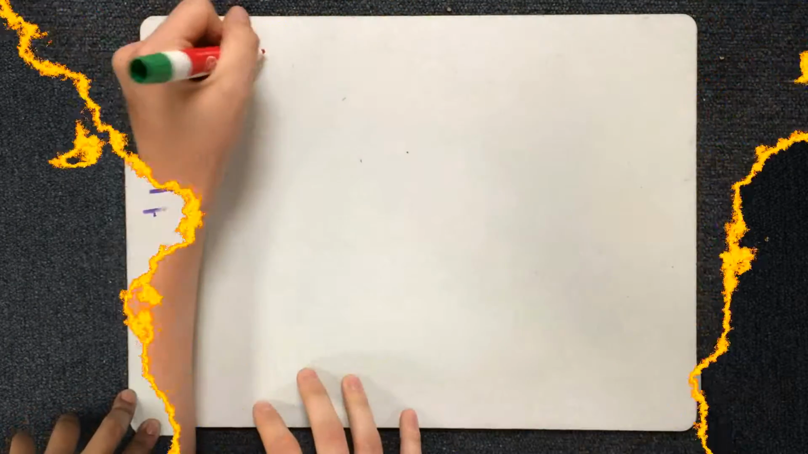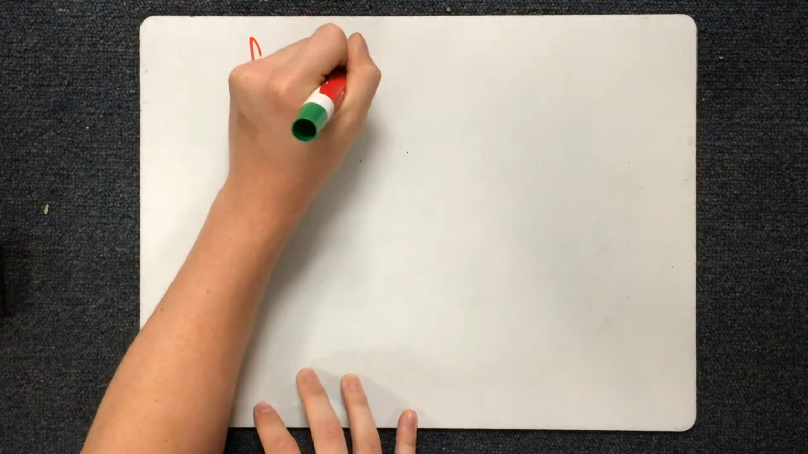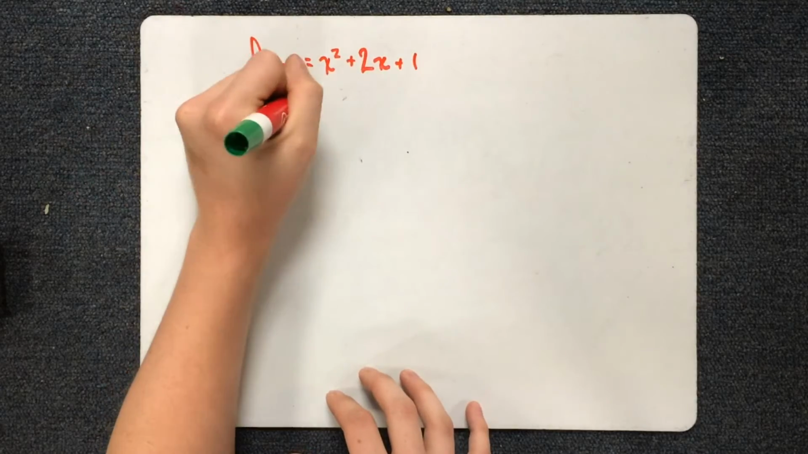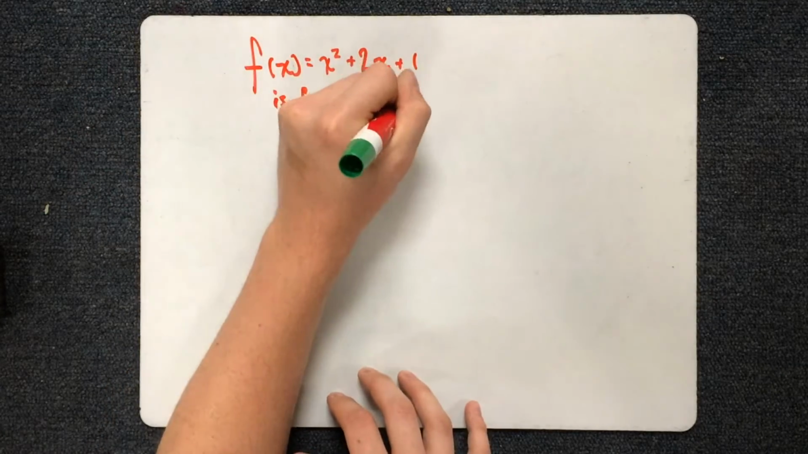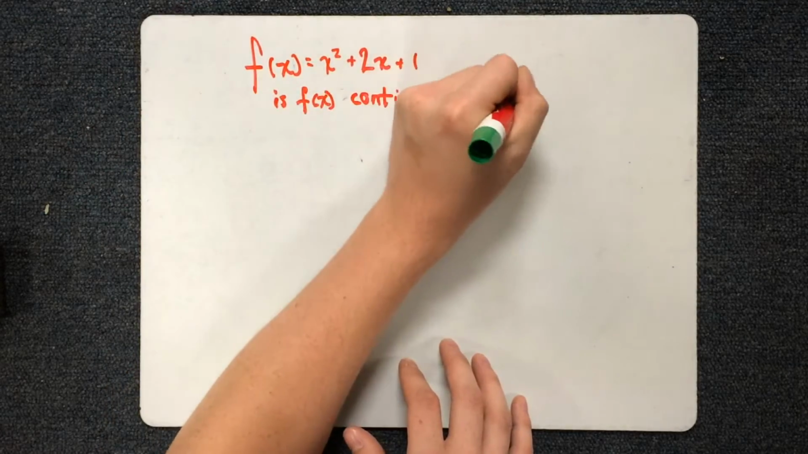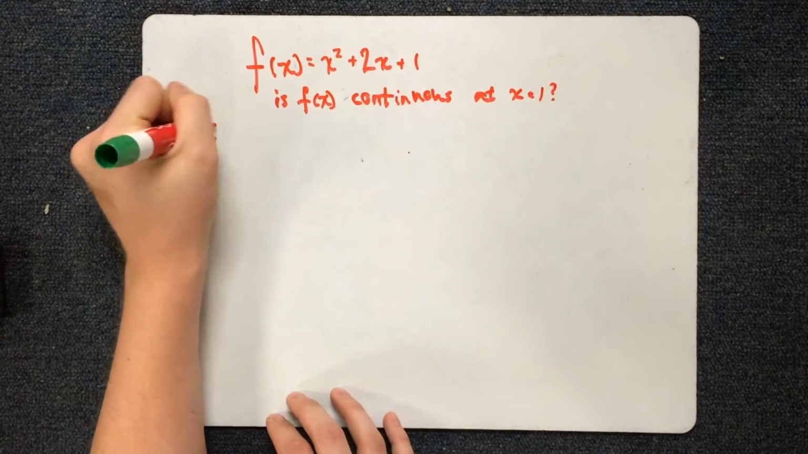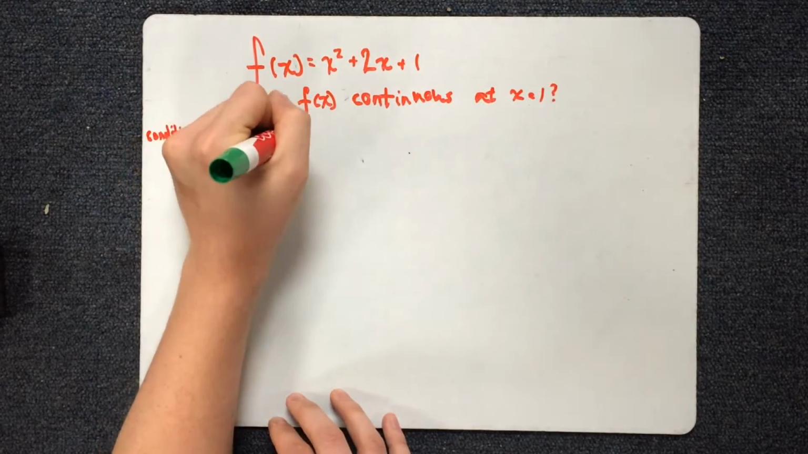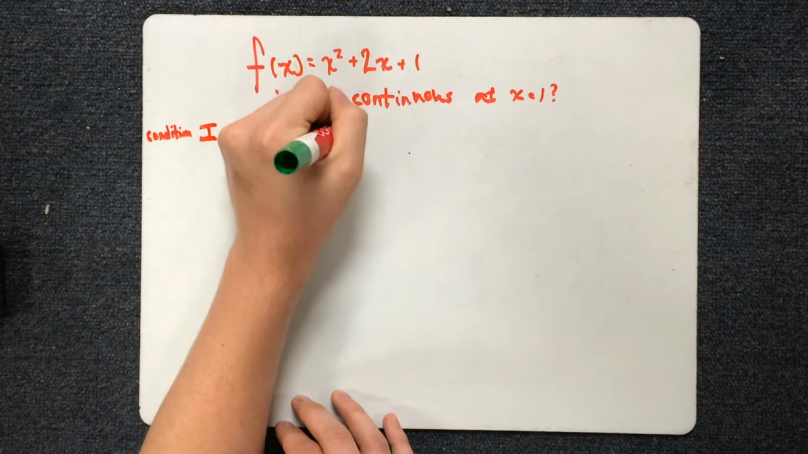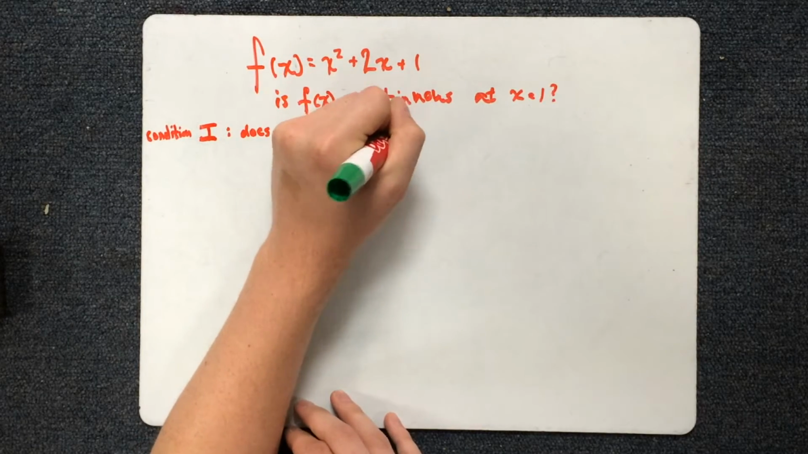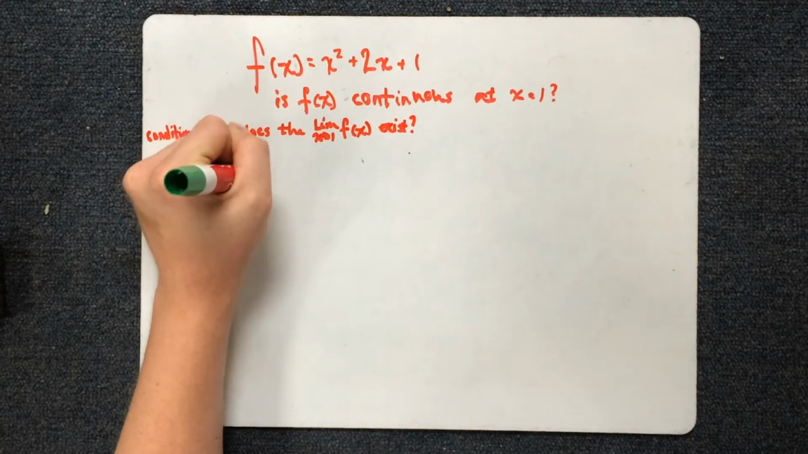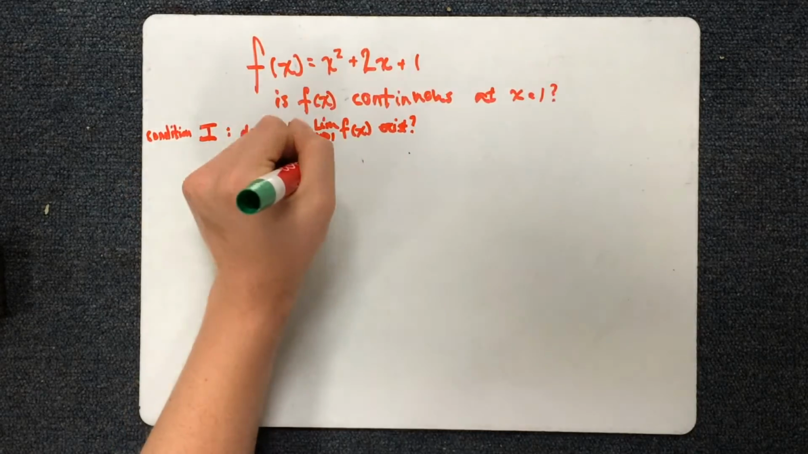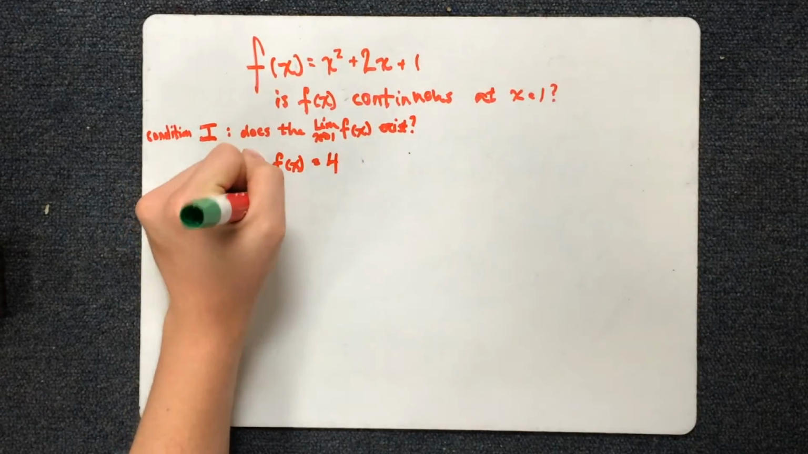Some examples. F of x equals x squared plus 2x plus 1. We want to find if f of x is continuous at x equals 1. First, we find the limit of f of x as x approaches 1. It only exists if the limit of f of x as x approaches 1 from the negative side equals the limit of f of x as x approaches 1 from the positive side.